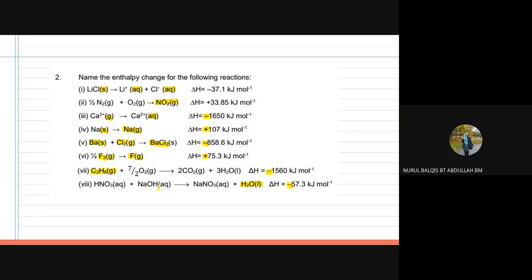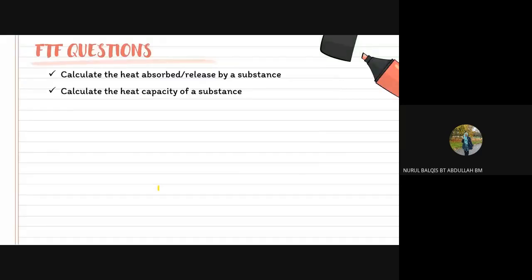Okay, done with 2.1. Now look at the FDF questions. The learning objective is to calculate the heat absorbed or heat released by a substance, and then to calculate the heat capacity of a substance. Heat capacity ni yang mana? Apa simbol heat capacity? Capital C, good. Apa simbol untuk heat absorbed or heat released? Q, okay, good. Kalau dia kata heat absorbed or released, dia hanyalah Q.